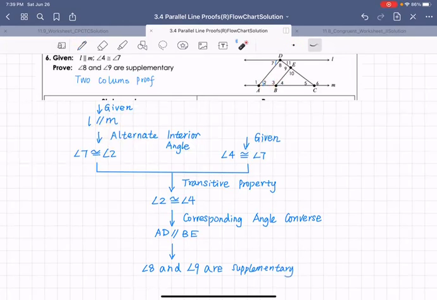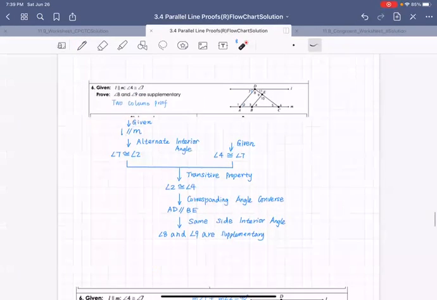The reason you want to put here is they're same side interior angles. Very good. Does this make sense now? Yeah. Okay. Now you have your cake ready. You can enjoy it. Okay.